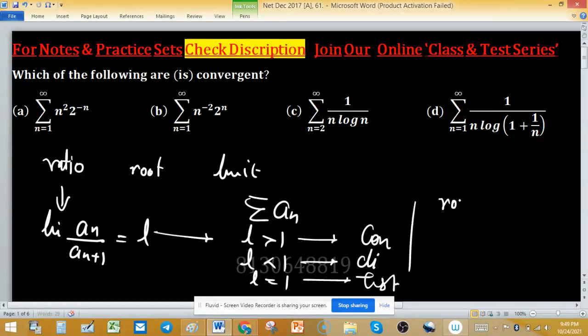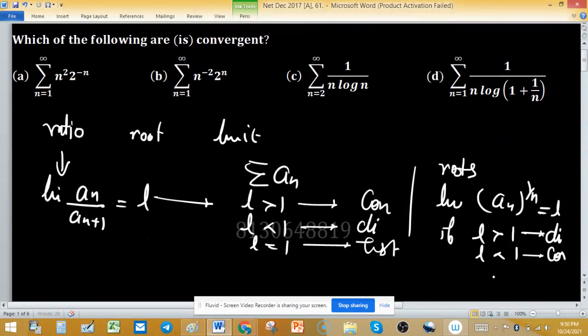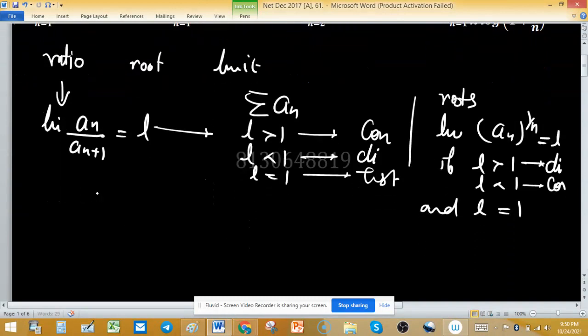In the case of the root test, we need to compute the limit of a_n raised to the power 1 upon n, which is equal to L. If L is greater than 1, then it diverges. If L is less than 1, then it converges, and if L is equal to 1, then the test fails. If a series is convergent, then the limit of a_n is always 0. If the limit of a_n is not 0, then directly we can say the series is divergent.